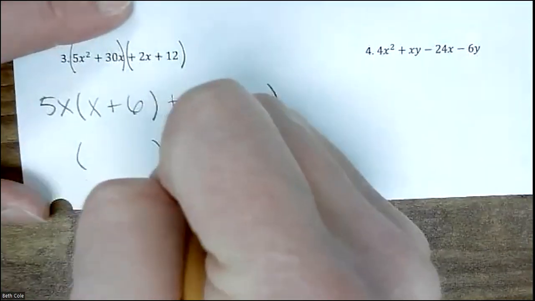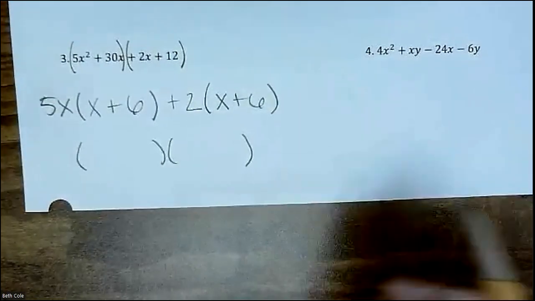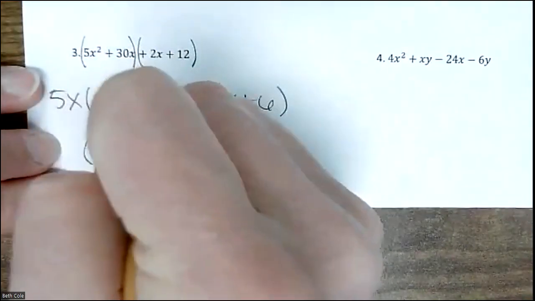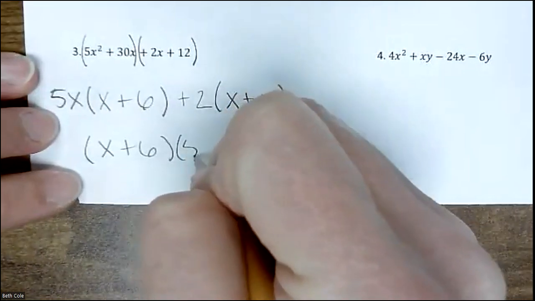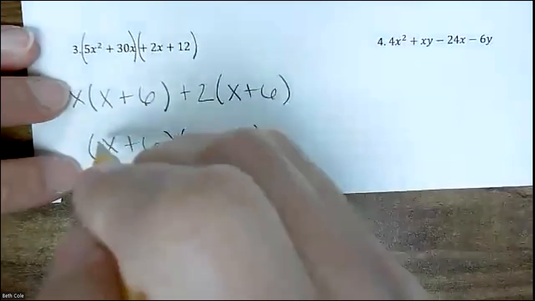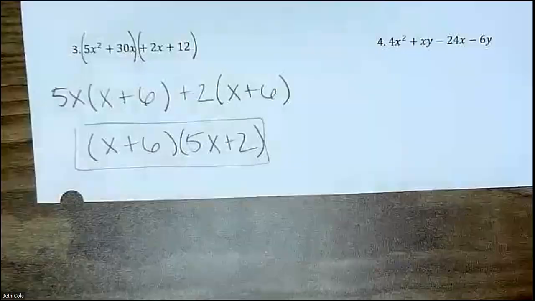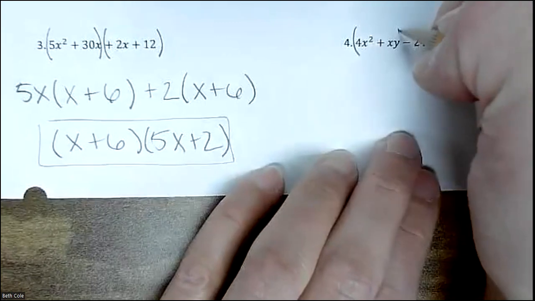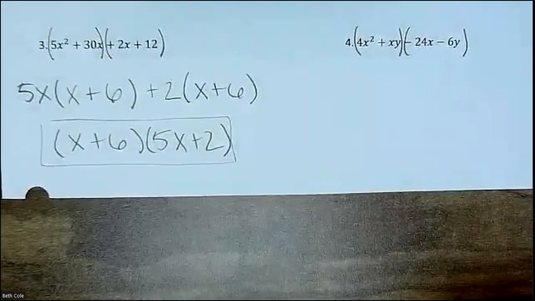So then for your final answer, you draw the 2 sets of parentheses. What goes in the first one? X plus 6. And then the other one. And if you want to write them the other way around, that's fine too. That's up to you. It doesn't matter what order you put them in. All right, let's try the other grouping one. Number 4. Draw your parentheses.